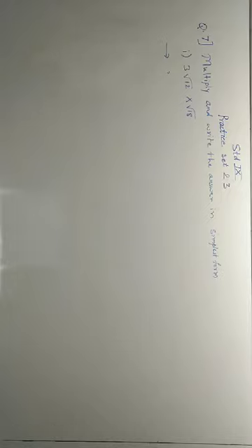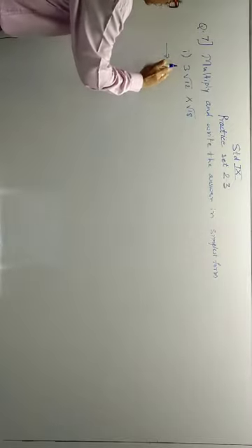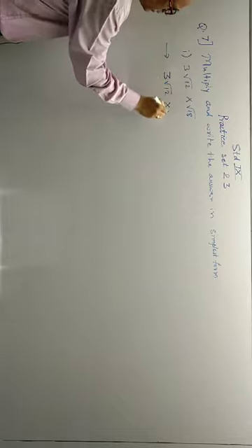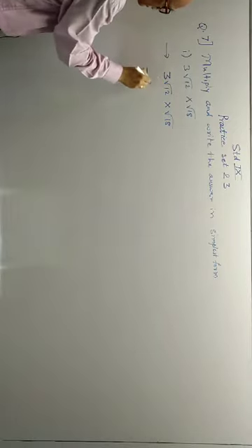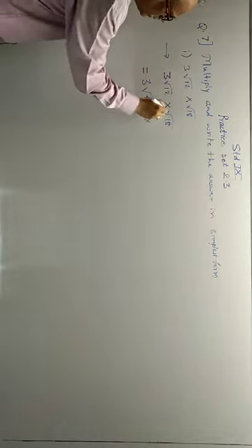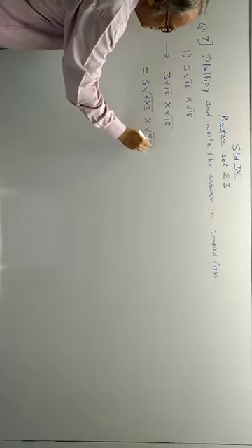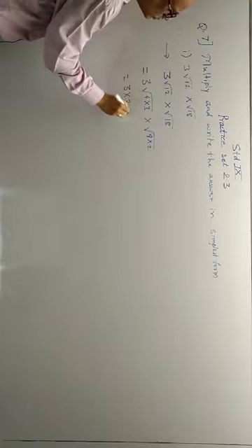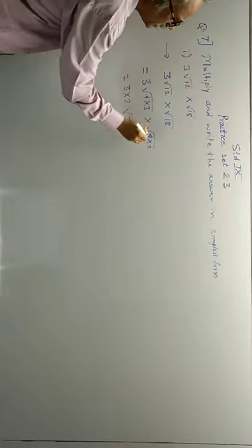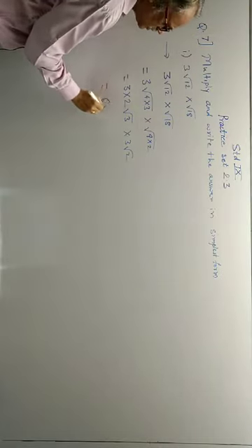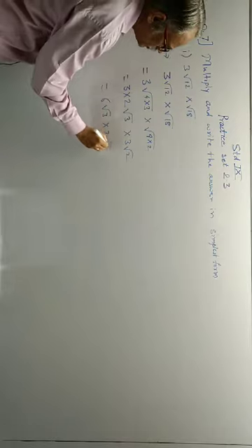Seventh question, multiply and write the answer in the simplest form. First is 3 root 12 multiplied by root 18. First simplify. 3 as it is, root 12 can be written as 4 into 3. 4 is a perfect square. Into root 9 into 2. Then 4 will jump out as a 2. 3 into 2. Root 9 into 2, 9 will jump out as a 3. Now it is 6 root 3 into 3 root 2.